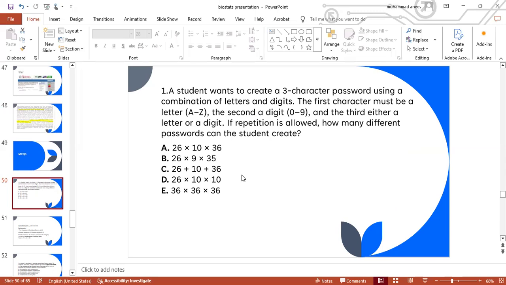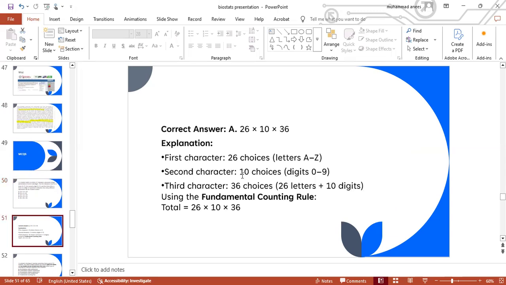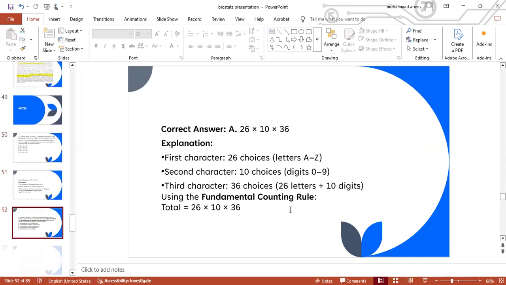Alpha. Yes, alpha is the correct answer. This is the explanation: 26 choices for the first character, second character 10 choices, 0 to 9, third character a sum of those. And the fundamental rule will be applied, 26 into 10 into 36.